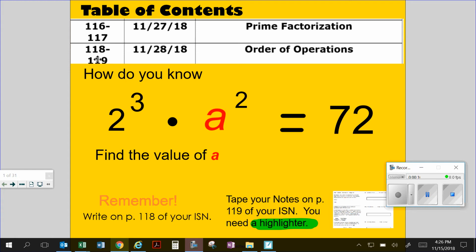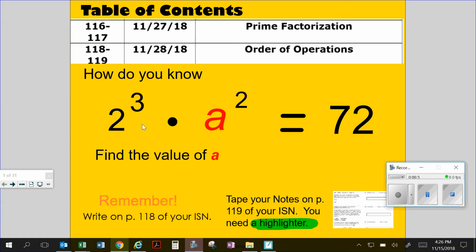Open up your composition notebook. Today we are working on pages 118, 119. Today's date is 11-28, and we are going to be learning order of operations for the next 3 days. You've learned order of operations since elementary school, so this is just a little more strenuous in the mind.